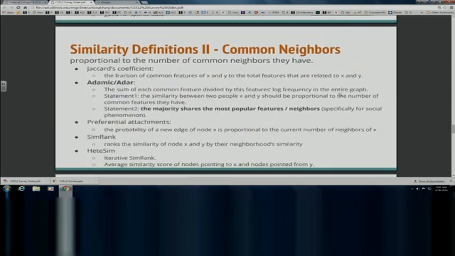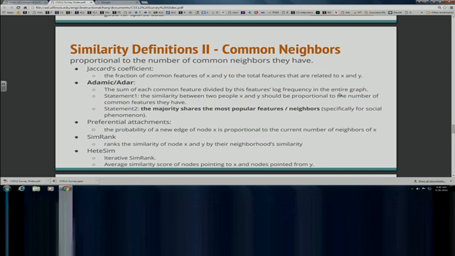So the next one is the common neighbors. Just like what we said before, similarity is proportional to the number of common neighbors they have. The first one I want to talk about is the Jaccard coefficient. It is the fraction of common features of x and y to the total features related to x and y. And there's another one called Adamic-Adar. It's the sum of each common feature divided by its log frequency in the entire graph.